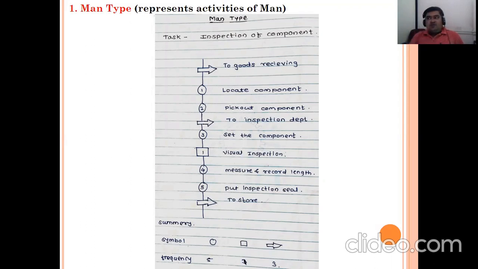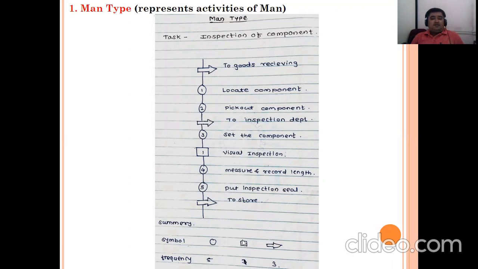But in taking one component, how many symbols are used? And what is the frequency of each symbol? If you look, the operation symbol, represented by a circle, is used 5 times: locate the component, pick up the component, set the component, measure and record, and put the inspection seal.